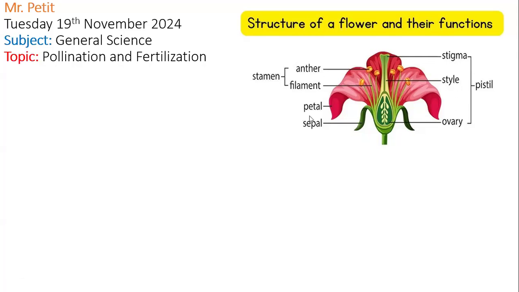Which one is the male part? Which one is the female part? The male part is the stamen and the female part is the pistil. Very good. All right.